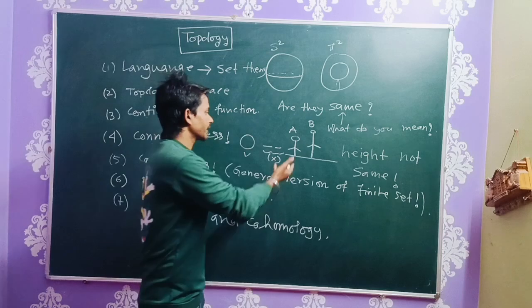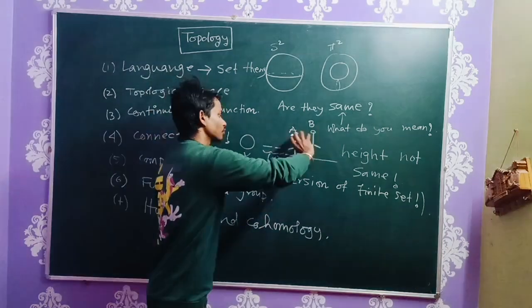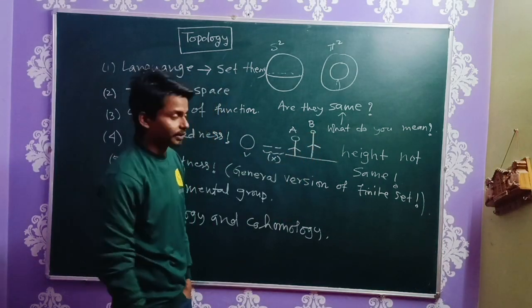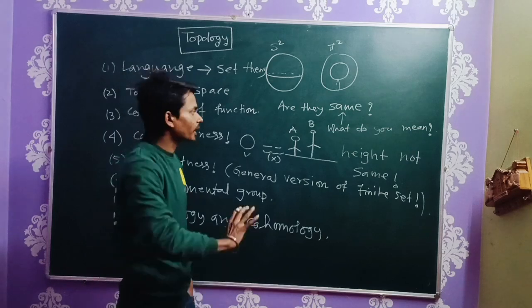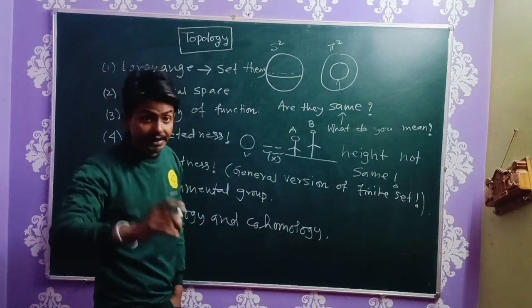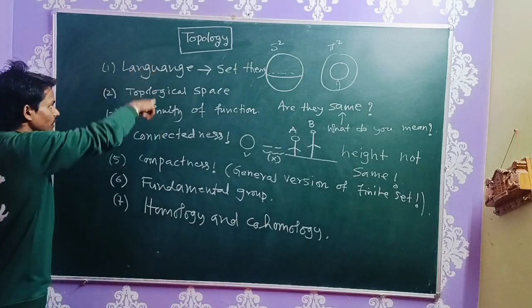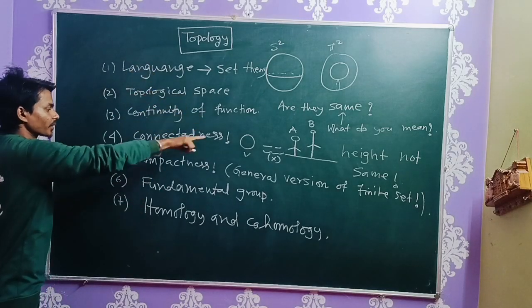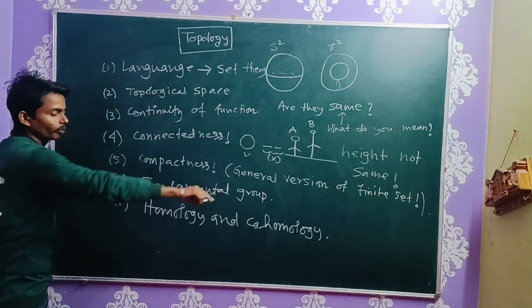To make it clear and easy, I took two persons here and asked, are these two persons same? If you measure the height, they are not same. So the same kind of measure can be defined that helps us distinguish whether two objects are different, and the answer is yes. For that reason, we have to define all these terms: the topological space, continuous map, connectedness, compactness, the fundamental group, homology and cohomology.